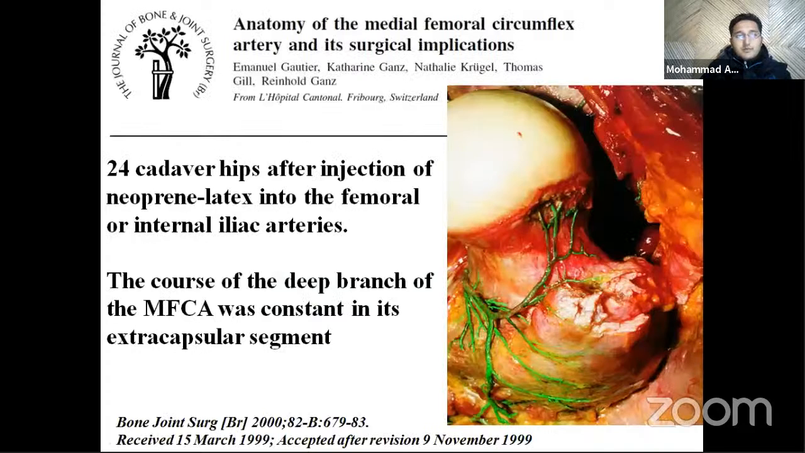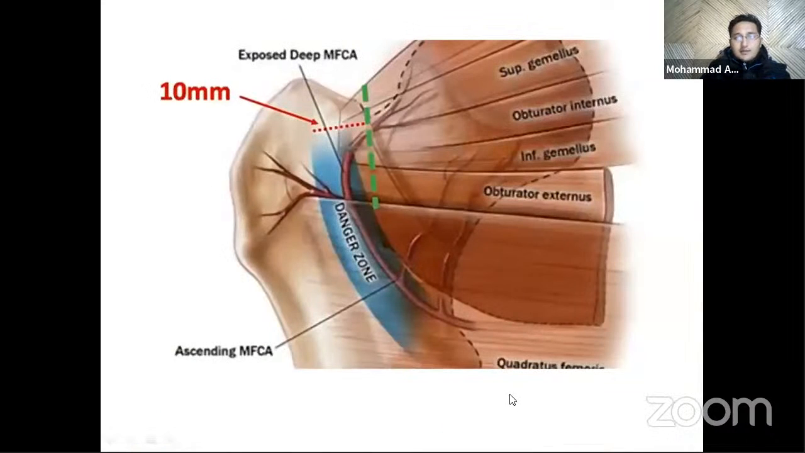This was a paper published in JBJS in 2000, where the authors did a cadaveric study in 24 hips, wherein they injected a dye into the femoral artery and the internal iliac arteries, and they found that the deep branch of the medial circumflex femoral artery had a constant course. And this knowledge about the vascular supply of the femoral head is very important, especially for surgeons who are intending to operate upon hips, wherein we are intending to preserve the hip.